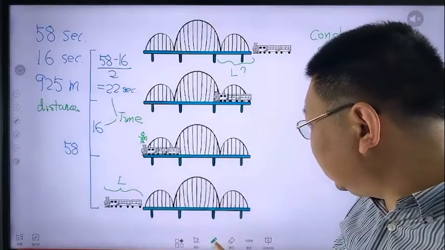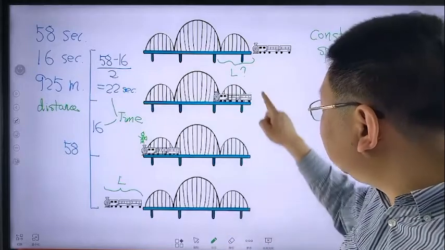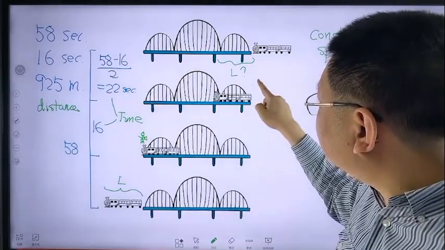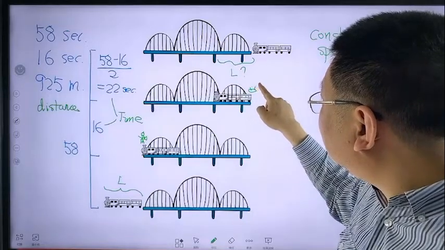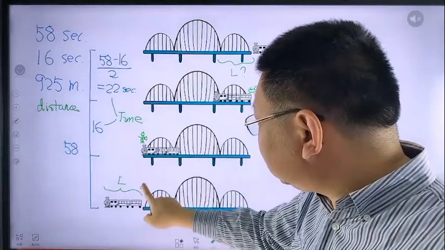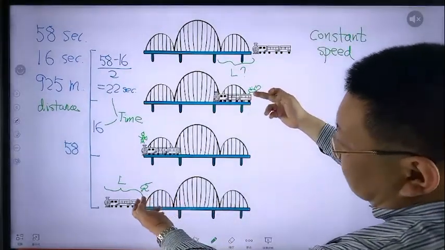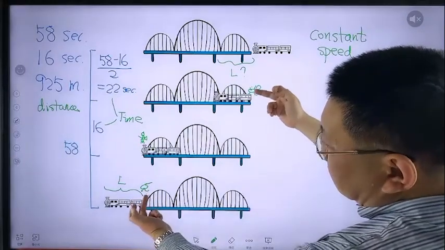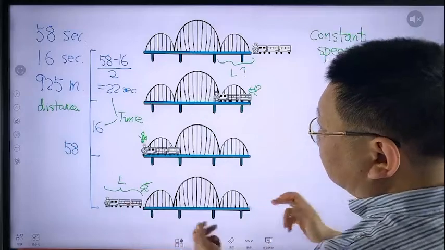The way to see it is you can think that at the back of the train there is maybe a cat. Sorry, I never know how to draw a cat. Anyway, there's some animal here at the back of the train, and then it's easier to see the total distance traveled. For the train, it's exactly the whole bridge.